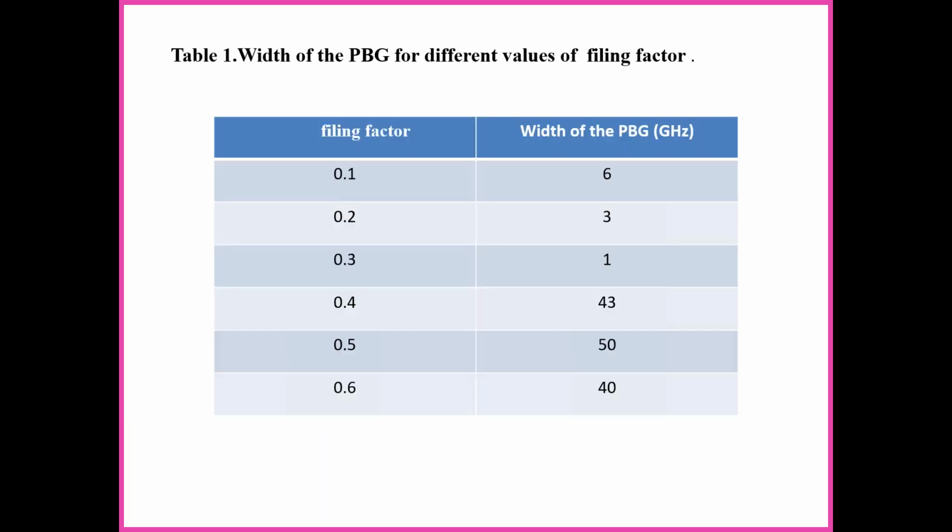Now there is a comparative chart showing how the photonic band gap changes. If we have a fill factor of 0.1, the photonic band gap is around 6 gigahertz. If it is 0.2, it is 3 gigahertz. 0.3, it is 1 gigahertz. Again 0.4, as we have seen in figure 3, we have 43 gigahertz, so over the whole area the photonic band gap occurs. 0.5, it is 50. 0.6, it is 40. Like this, according to the presence of materials, it may change.